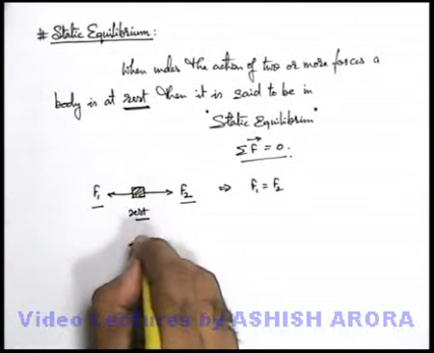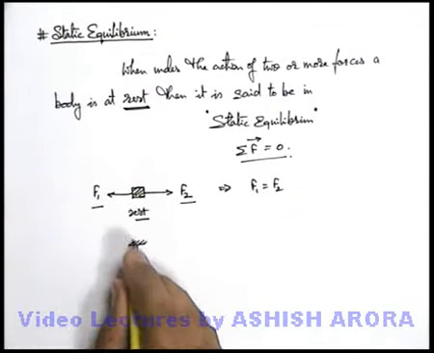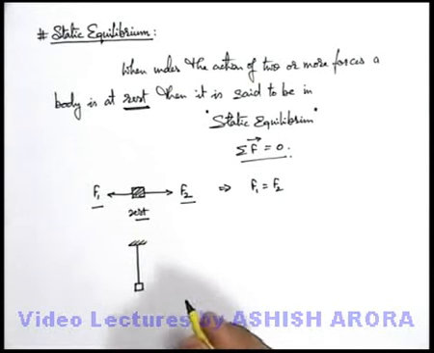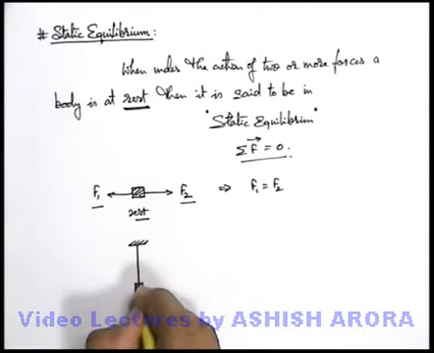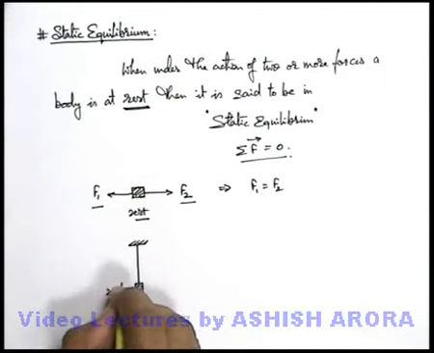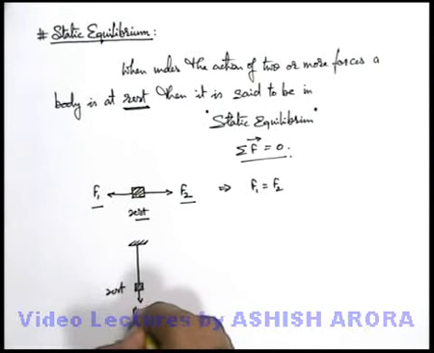Another simple example we can say, if a body is hanging from a string, which is tied up, the other end of the string is tied up at the ceiling. In this situation, again the body is at rest. The body would be experiencing its weight mg in the downward direction.